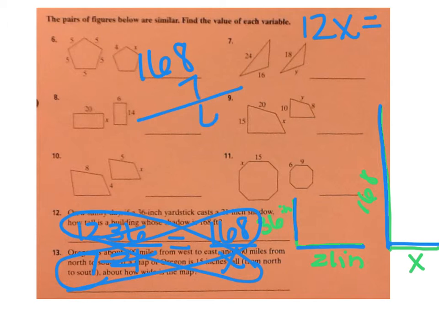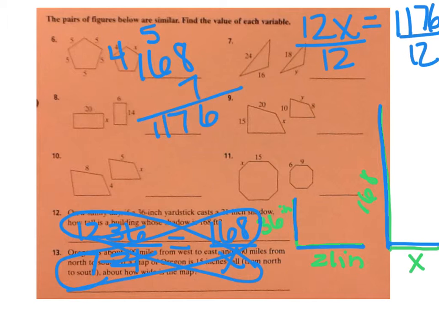7 times 8 is 56. 7 times 6 is 42, plus 5 is 47. And 7 times 1 plus 4 is 11. So 1176. My last step to get x by itself would be divide by 12. I'm going to grab a different color here so you can see what I'm doing. Alright, so I have 1176 divided by 7. Nope, sorry, I am dividing that by 12.